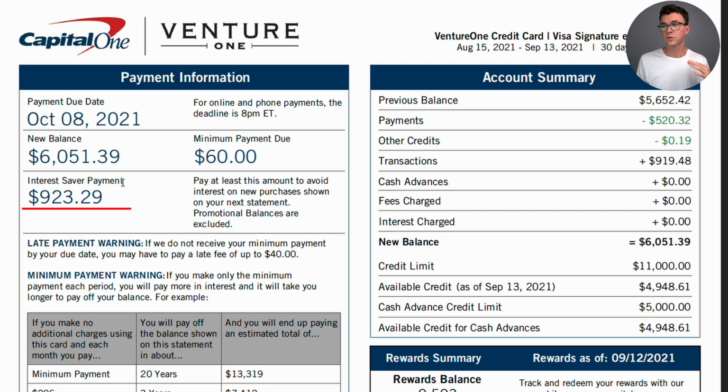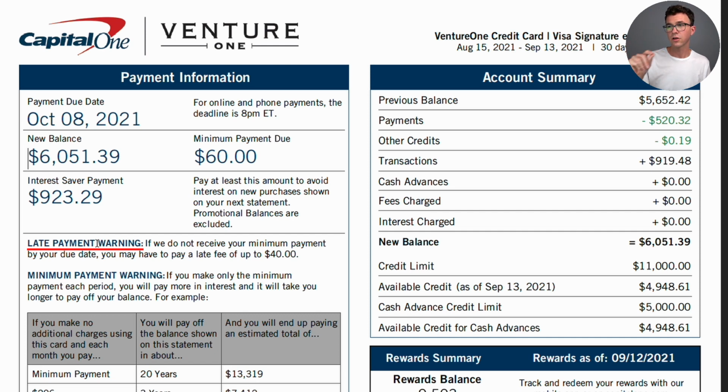Then down below, what I was talking about: I need to pay $923.29. If I make that payment, I will not be charged any interest. So it's basically the minimum payment on the balance transfer debt plus all the new purchases that I made during these dates.